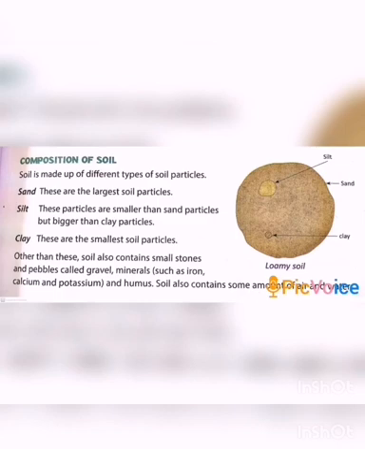Other than these, the soil contains small stones and pebbles called gravel. Minerals such as iron, calcium and potassium are also present in the soil, and humus is also present. Soil contains some amount of air and water.